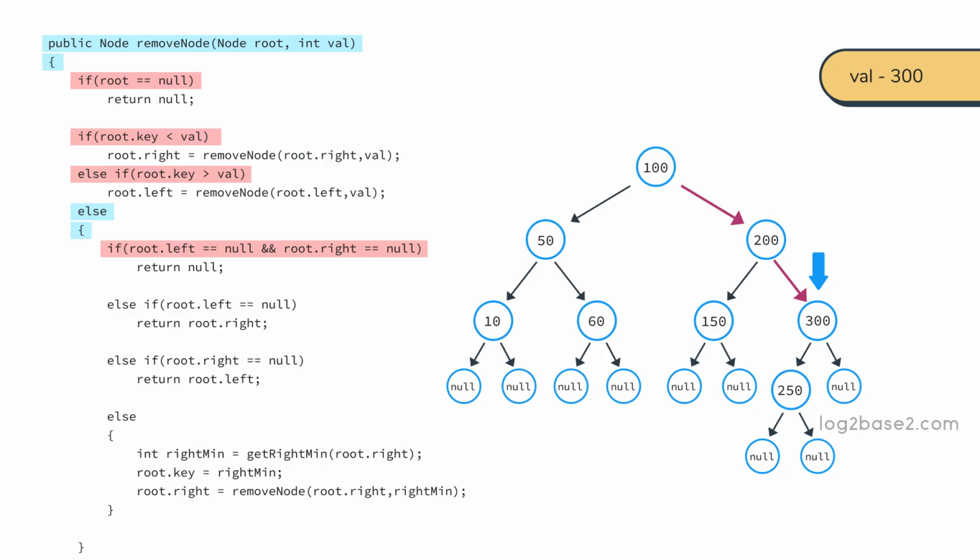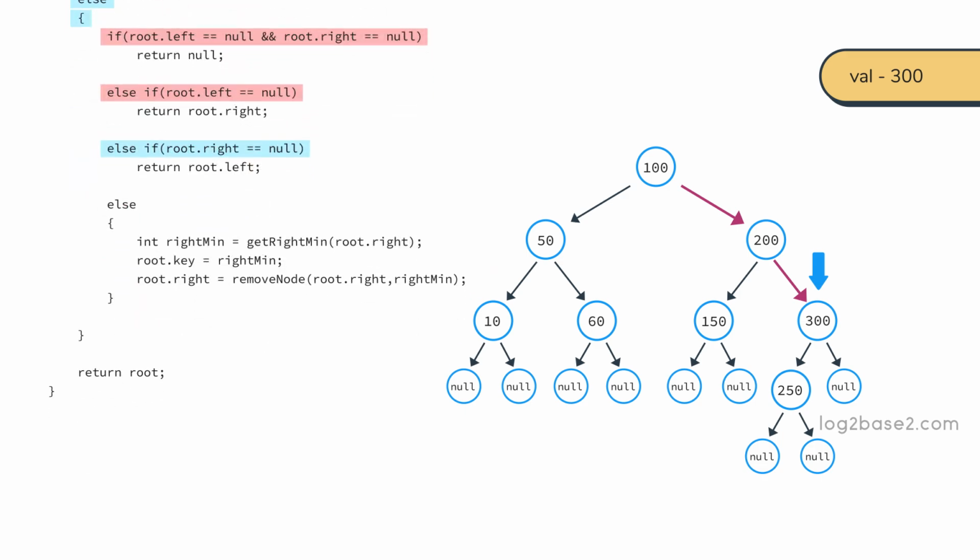Now check if it is an only right child case. So check if root left equal to null, and it is not true here. So now check if it is an only left child case. So check if root right equal to null, and it is true here. So both left and right are not equal to null, but only right equals null. So what is this? It is an only left child case.